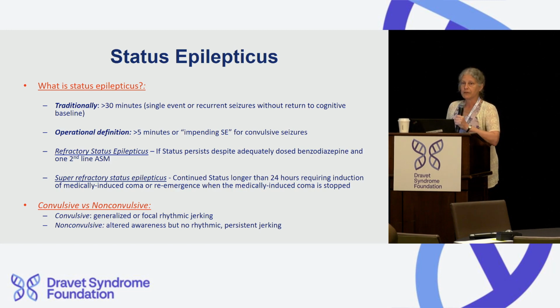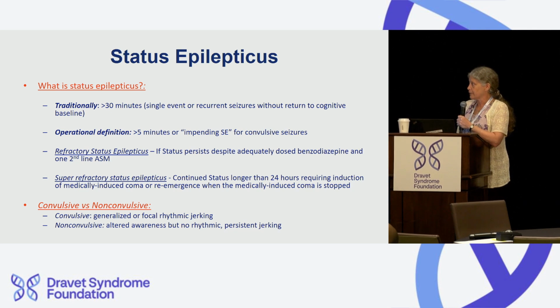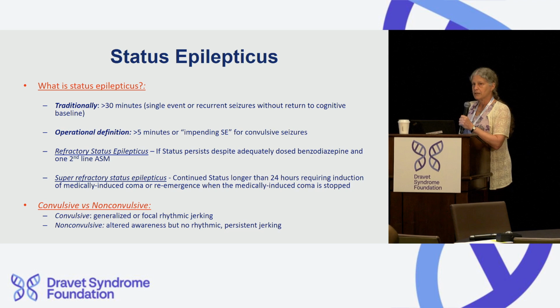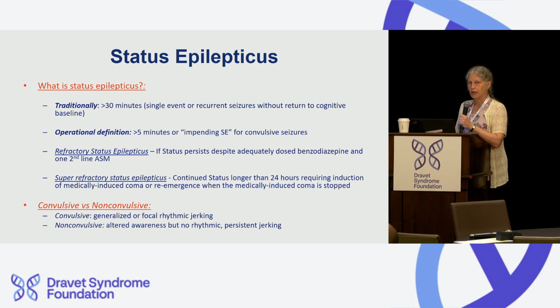And then the term convulsive versus non-convulsive. All convulsive means is that there is either focal, so on one side of the body, or generalized, both sides of the body, rhythmic jerking activity. Okay, so if somebody has rhythmic jerking activity, that's considered convulsive. And non-convulsive is typically an altered awareness. So we don't see that rhythmic jerking activity, but they're clearly not their normal self, they're clearly out of it. And oftentimes they can have little myoclonic jerks, but not the focal rhythmic jerking activity.